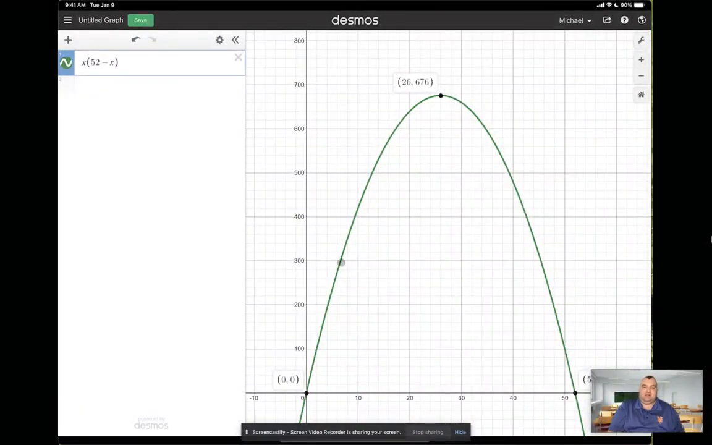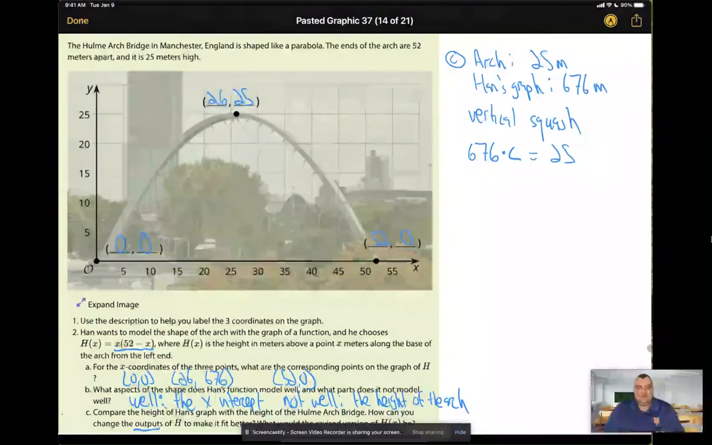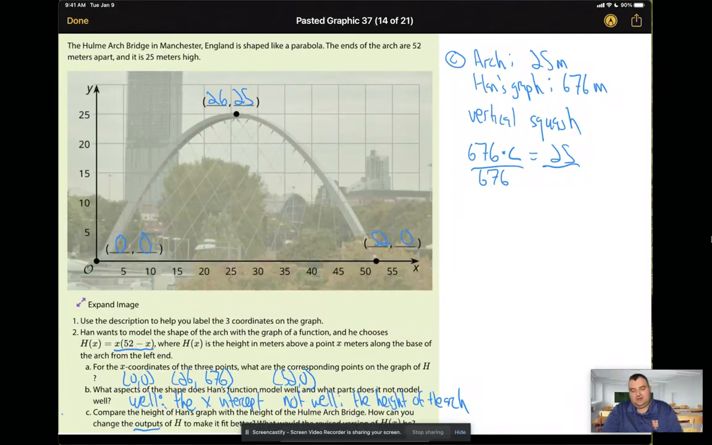With a vertical squash, I have to multiply the outputs by a value. So I have to multiply 676 times something so that it becomes 25. If I multiply these y values by any number, anything times 0 is 0, so those won't change. What I have to figure out is, what do I need to multiply 676 by? What is that C value going to be so that I get my desired height of 25? So I created an equation: 676 times C equals 25. I can solve this by dividing by 676.